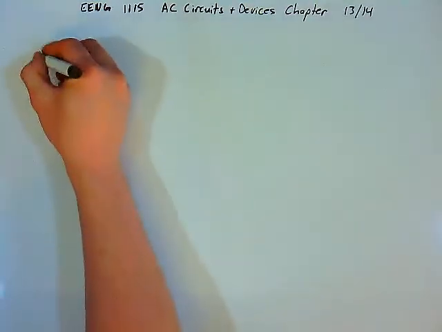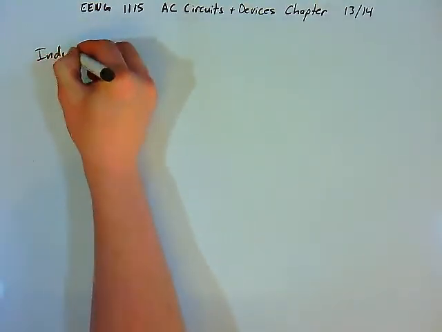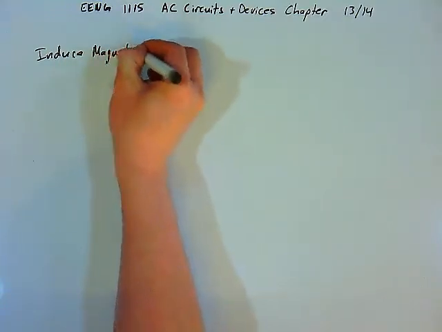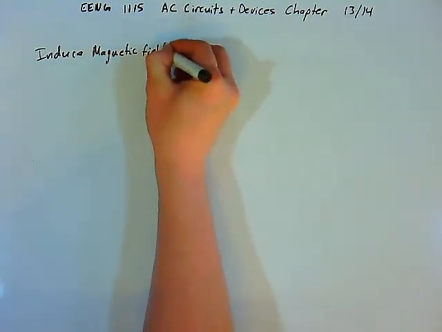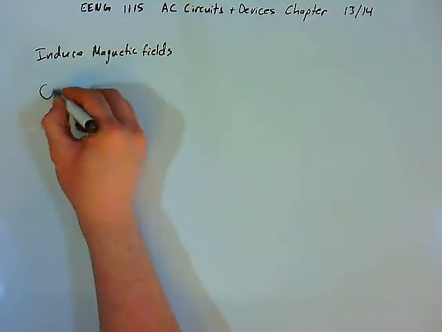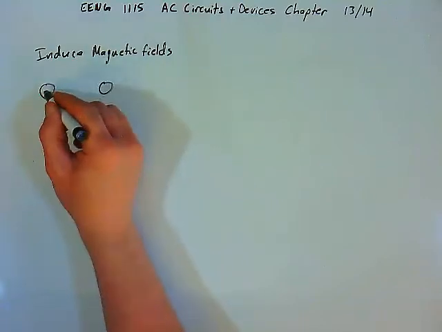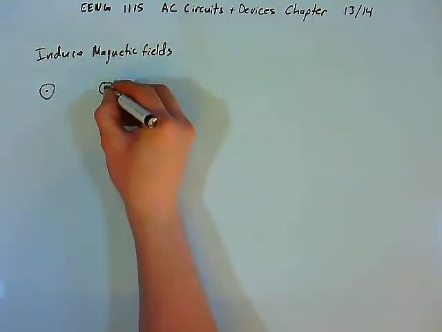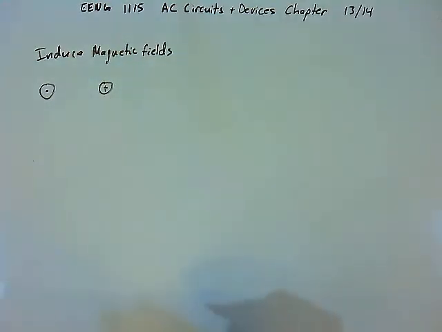To review briefly, we can induce magnetic fields by passing current through a wire. And so there's two situations. Either the current is flowing out of the page toward us, which is represented by a dot, or into the page away from us, which is represented by a plus sign.